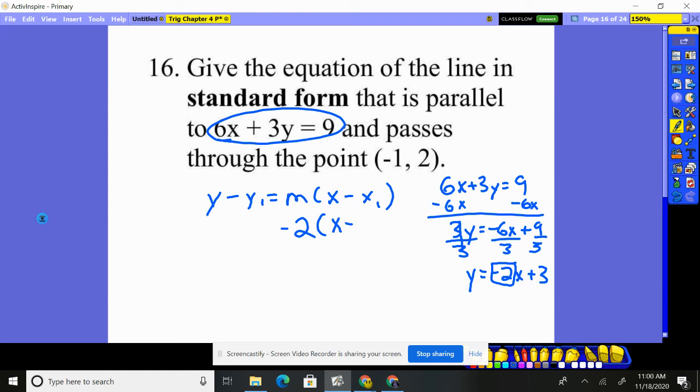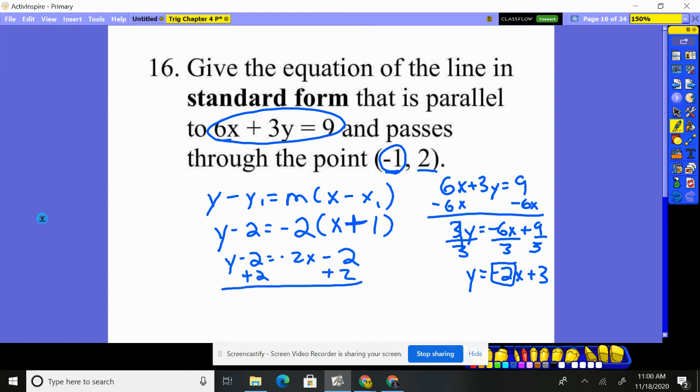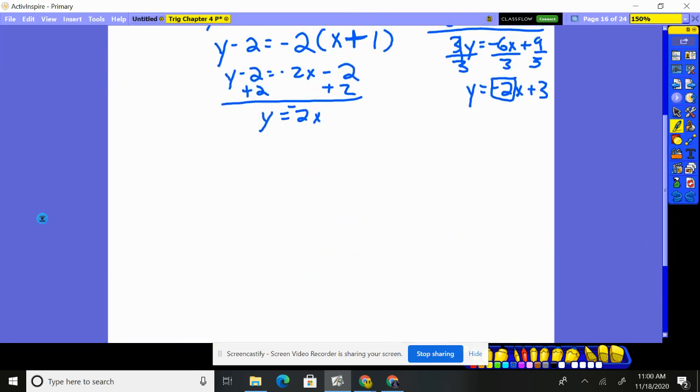And now it's easy. X minus the x sub 1 value, which is -1. Y minus the y sub value, a 2. Now we distribute through. Negative 2x. Remember, that's a plus, so -2 times a positive 1's -2. I add my 2, add my 2. Oh, nice. Y is equal to -2x. Is that in standard form, though? No, it's not. We must rearrange it to get it in standard form.